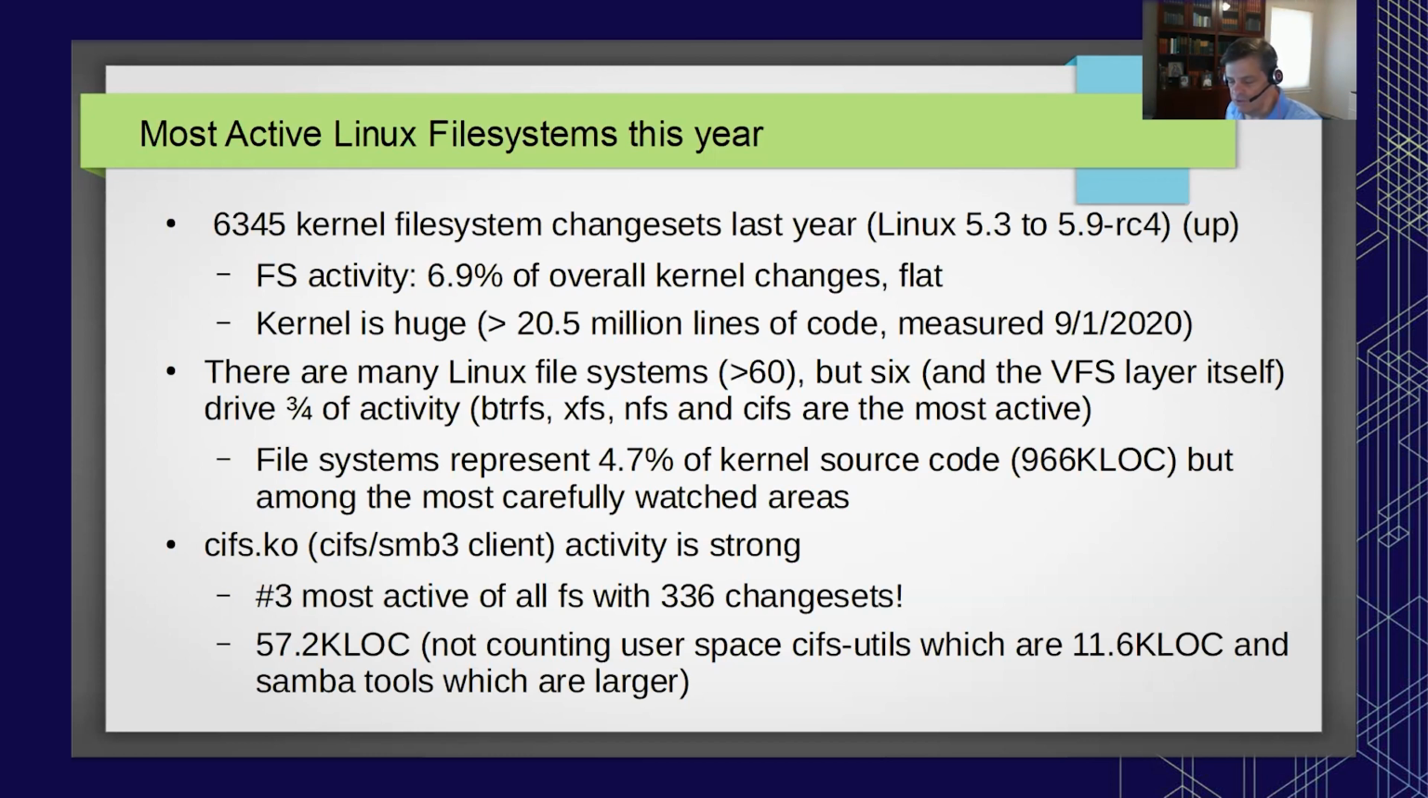The activity for cifs, though, is unusually strong, so most people don't realize that it's the third most active file system over the last 2 or 3 years. And it's also maybe larger than some people realize. It's larger by far than the average file system. And then that doesn't count the Samba itself, which has many tools that cifs relies on, as well as the cifs utils package, which we rely on for the mount helpers and various user space tools like SMB info.